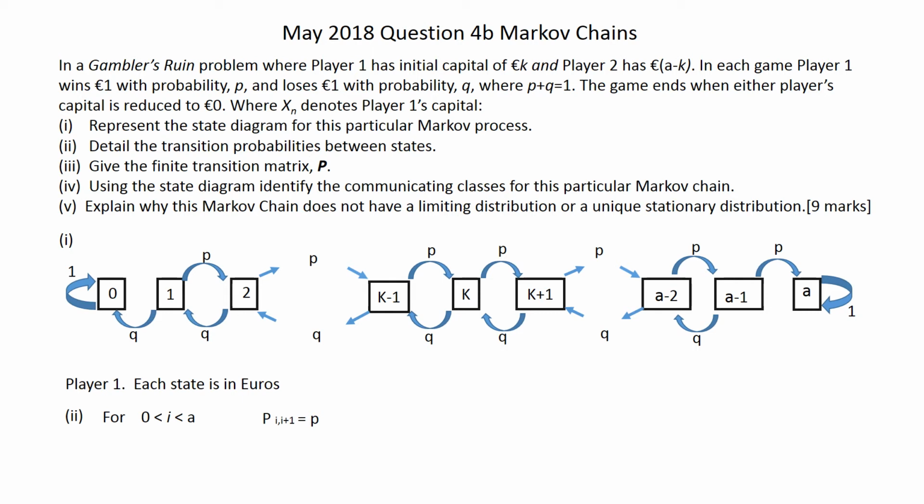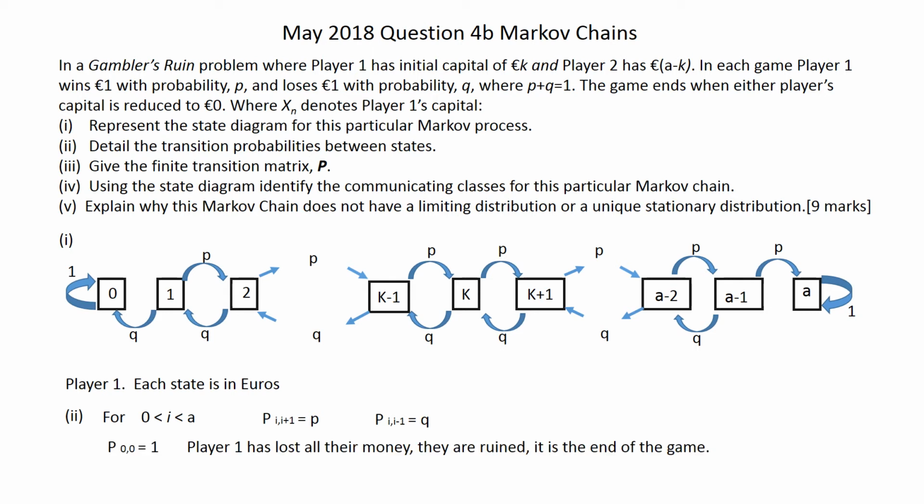So the first situation is they have I euros and then they win. So their I euros are increased to I plus 1 with a probability of P. The other situation is where they have I euros and they lose. So they go down to I minus 1 euros. That's a probability of Q.